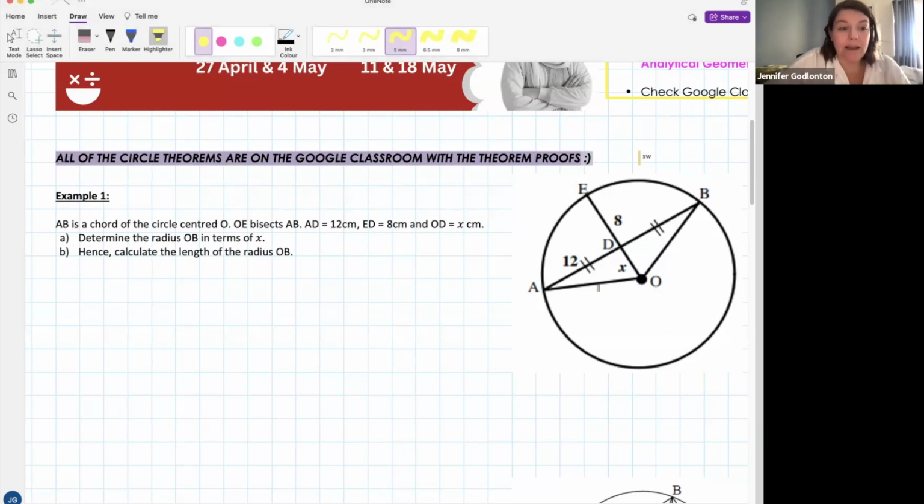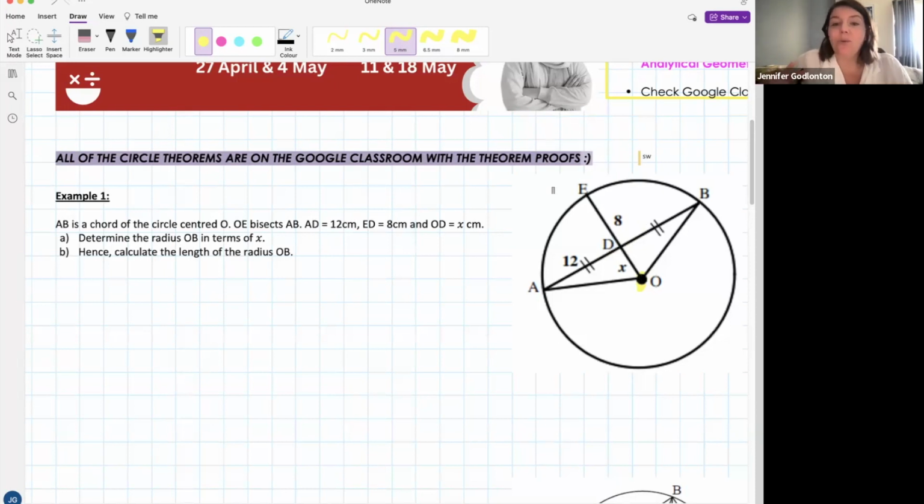AB is a chord of the circle centered O. So they're telling you that our center is O. That's important because that means that radii are going to be involved. Okay. AD is equal to 12 centimeters. So we've been told that. And we've been told that BD is the same length as AD because we've got those two little lines. So that's helpful. ED is 8 centimeters. And then OD is X centimeters.